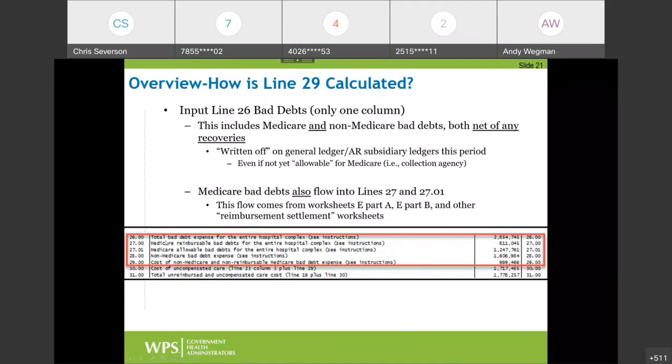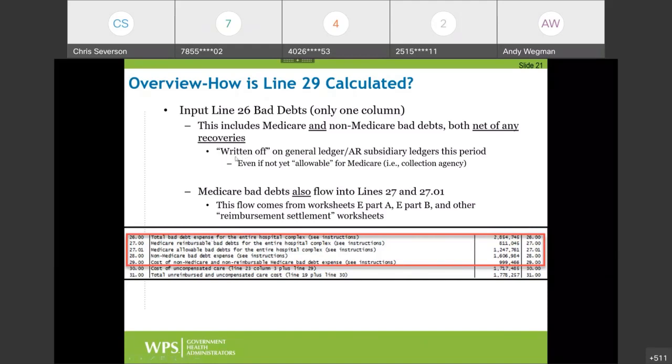The other thing I want to point out that I wish CMS changed a long time ago, they say total bad debt expense. That's a misnomer. It is absolutely not an expense. It's a write-off. And for virtually all hospitals that have to follow GAAP, the write-off is different from the expense, unless you're using the direct write-off method, which, again, is extremely rare under GAAP. It's usually not allowed. So we don't want to see the bad debt expense from your financial statements. That's virtually never going to be the proper number. It's the amount of write-offs. If you dig into line 26's instruction, it makes it clear that it's a write-off.